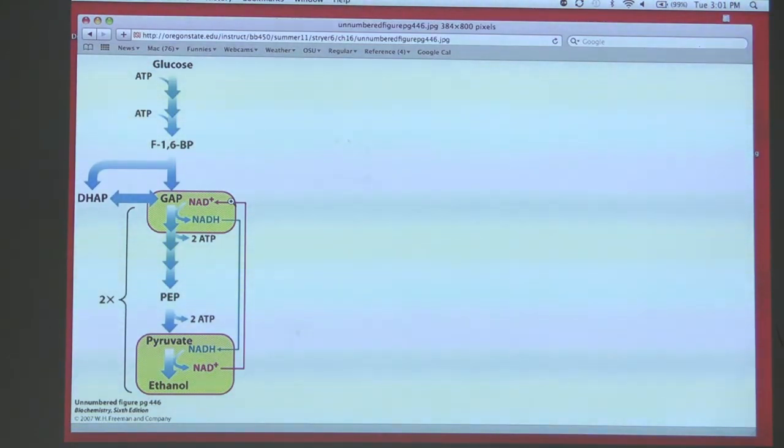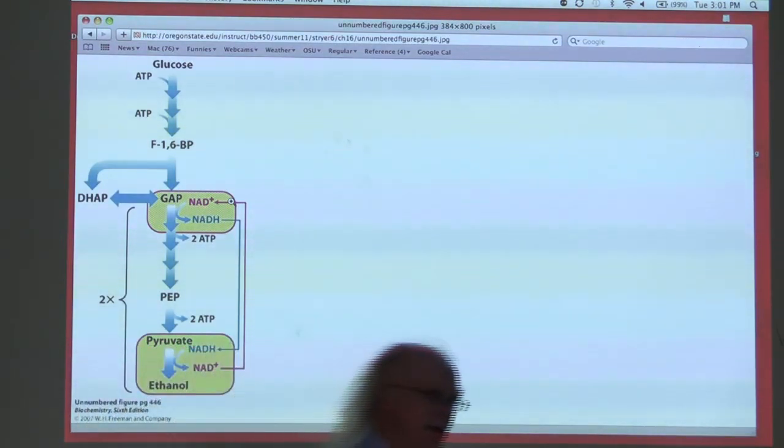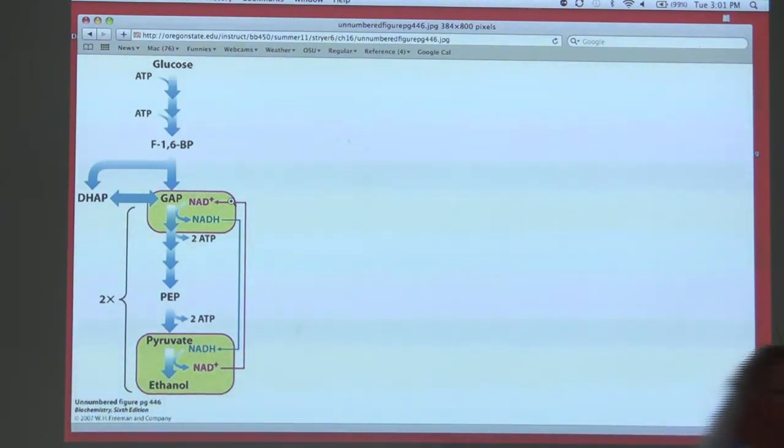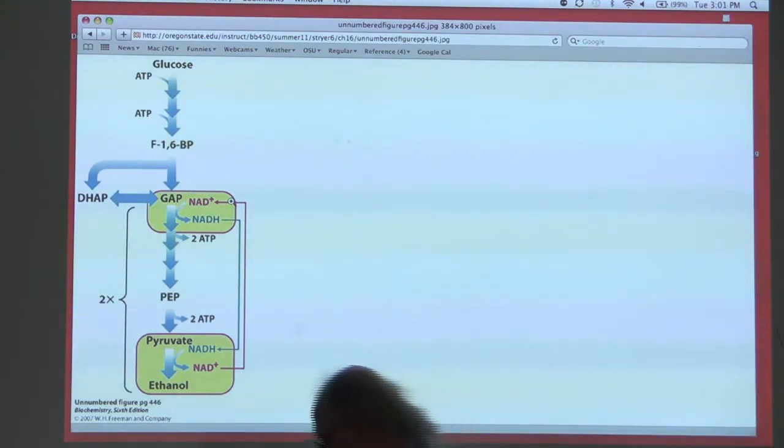Well, how do we get NAD? As Dr. Merrill will talk about next term, you make NAD by the process of electron transport. And electron transport requires oxygen. So if you don't have oxygen, you will not have a ready source of NAD. So when that happens, cells have to find alternate sources of NAD. They can't rely on electron transport to make it.